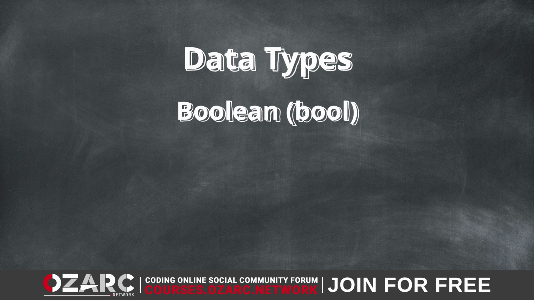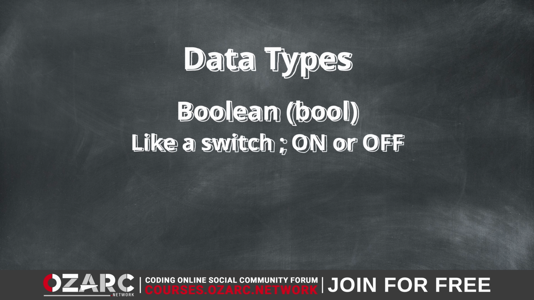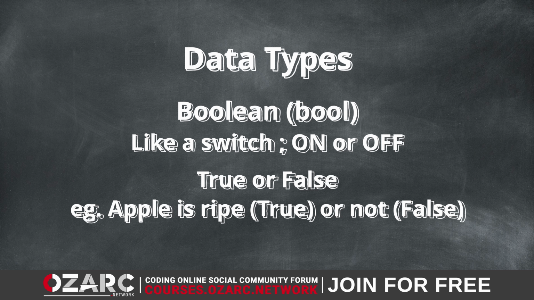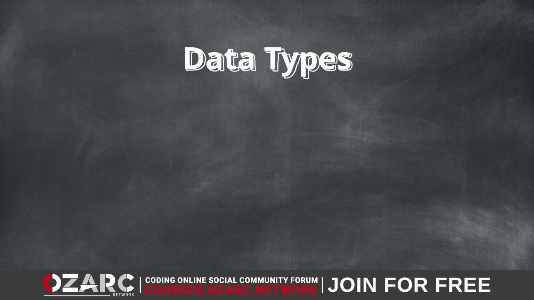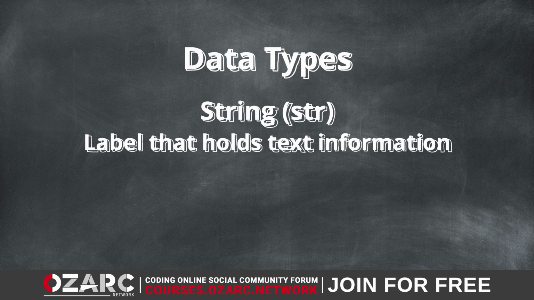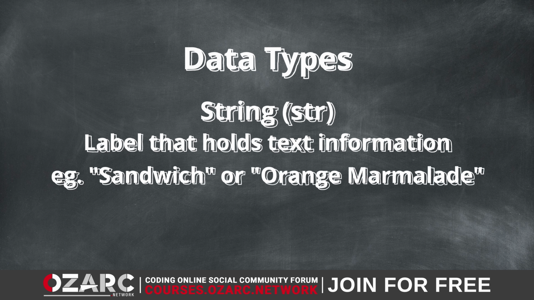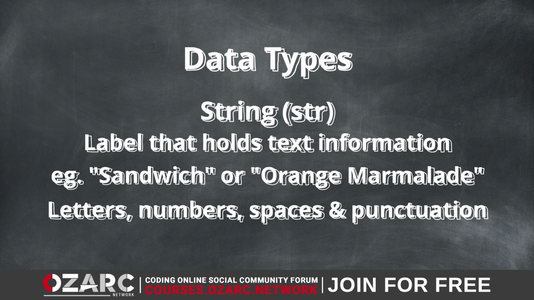A Boolean, or bool, can be compared to a light switch that can be either on or off, represented in Python as true or false. It could be used to signify whether an apple is ripe, true, or not ripe, false. A string, or str, serves as a label that holds text information. It's like a name tag on a lunchbox that says sandwich, or a label on a jar that says orange marmalade. Strings can hold any sequence of characters, including letters, numbers, spaces, and punctuation. This is the data type that we previously used in our variables tutorial.